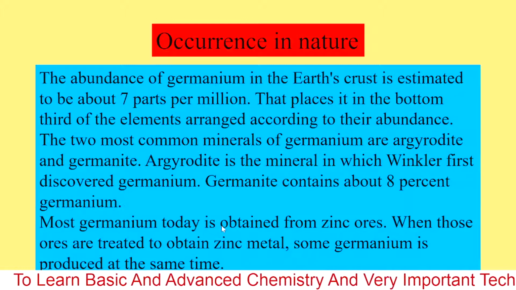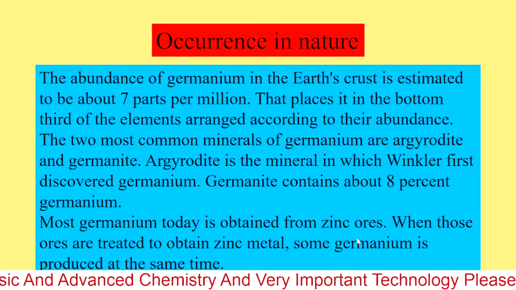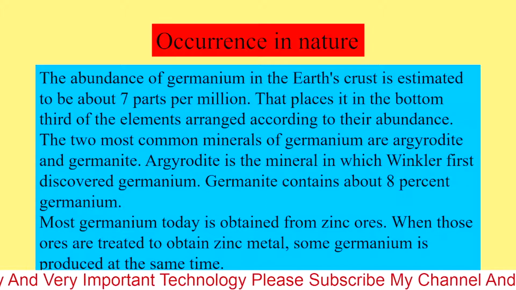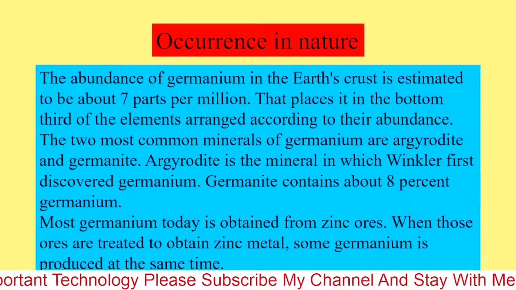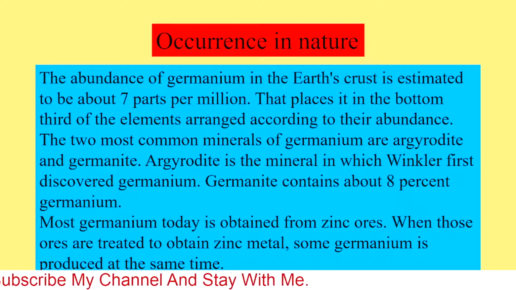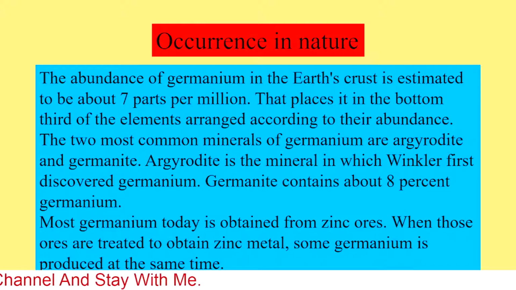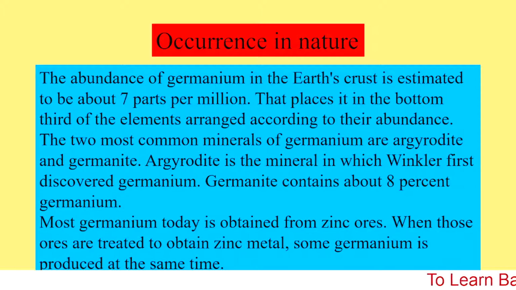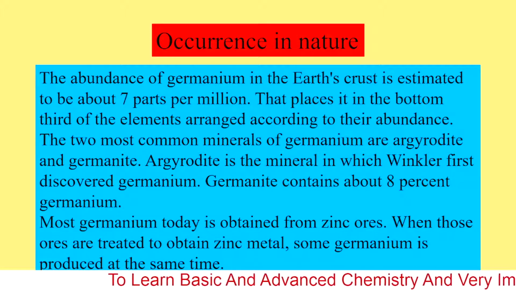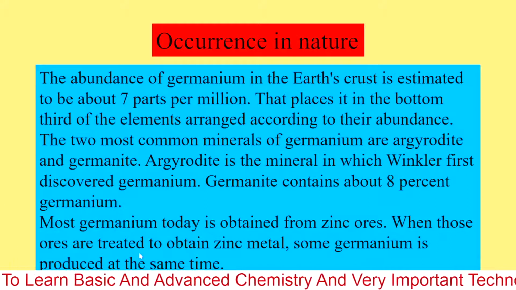Most germanium today is obtained from zinc ores. We have several zinc ores, zinc blende or different types of zinc ore, that means zinc sulfide or something like this. So nowadays, how much germanium do we obtain from nature? We get it mostly from the zinc ores. When those ores are treated to obtain zinc metal, some germanium is produced at the same time. That means we are getting it as a side product or byproduct of that process.